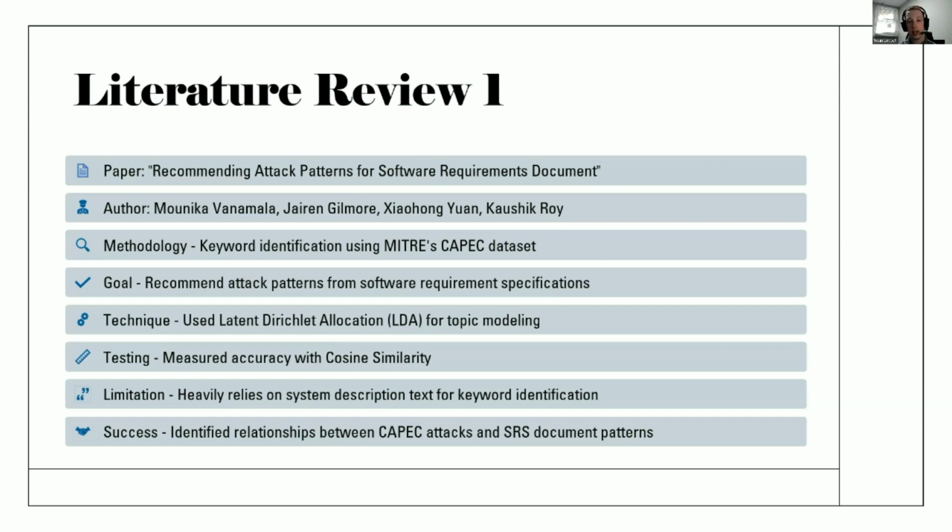While going through this process, they also used a metric called cosine similarity, which bases its math on how similar documents are, while not taking their sizes into account, and then creates two vectors based on each document and projects it onto a multi-dimensional space. However, this methodology is stated to be heavily dependent on the text describing the system due to it looking for specific keywords. Once the algorithm was run for topic modeling, it was found to be a success in identifying relationships between CAPEC attacks as well as patterns from SRS documents.